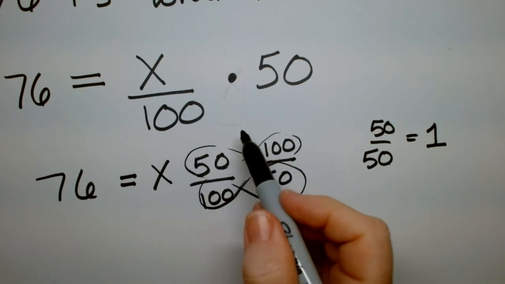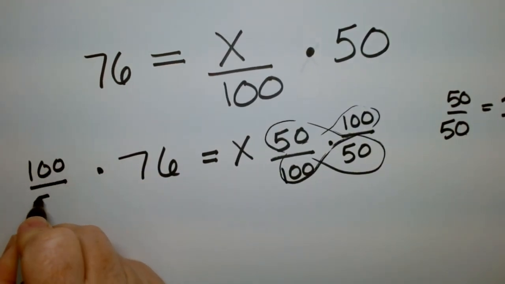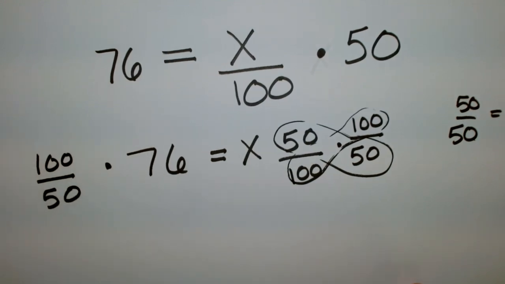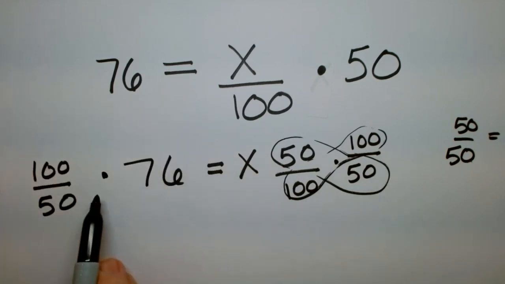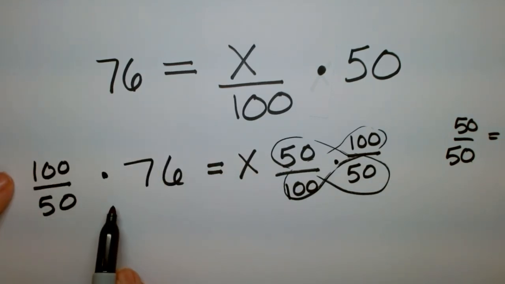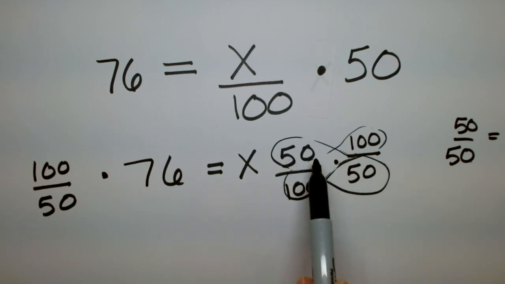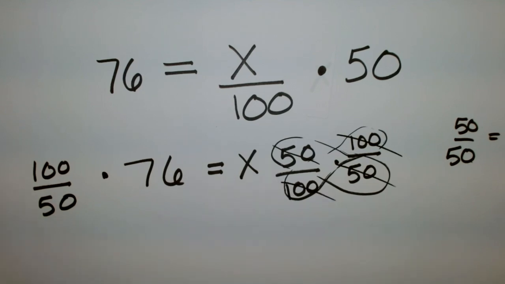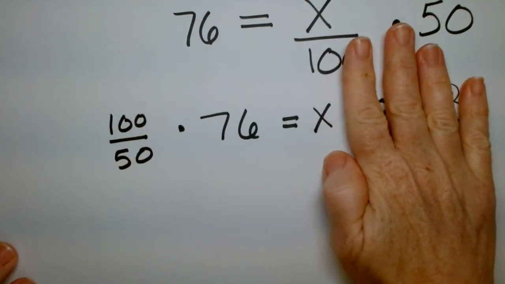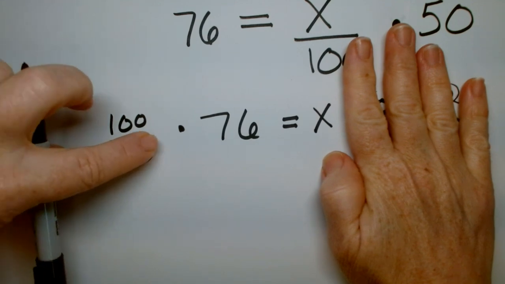So I got rid of this. And I can do that as long as I do it to the other side. This is probably the trickiest part of the whole thing. I can multiply by any number I want as long as you do it to the other side too. Okay? All right. So what does this mean? This means the 50 cancels with the 50. The 100 cancels with the 100. So what do I have? I have this. X is equal to 100 over 50 times 76.